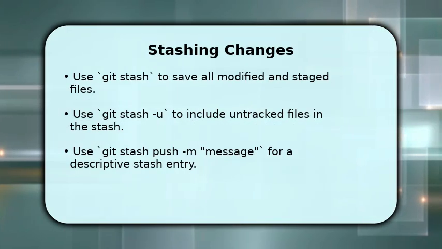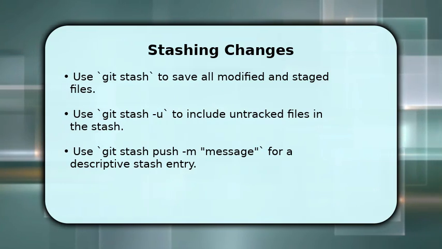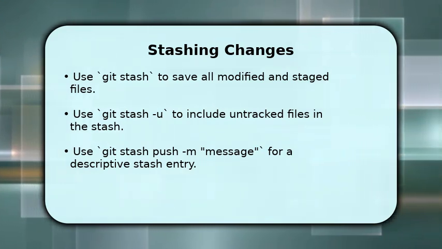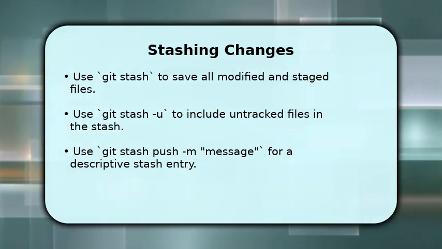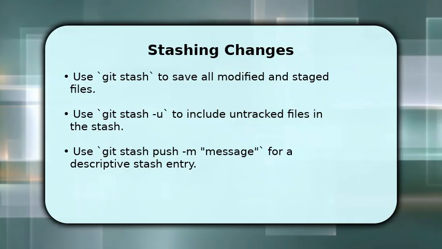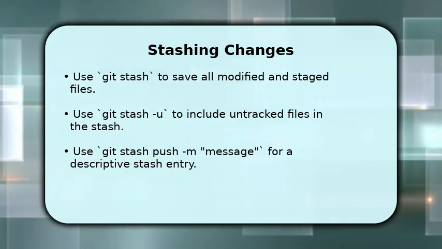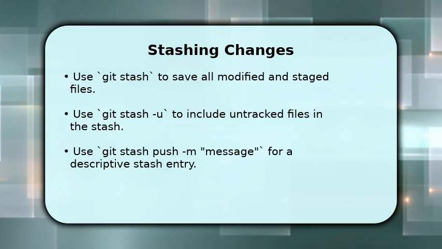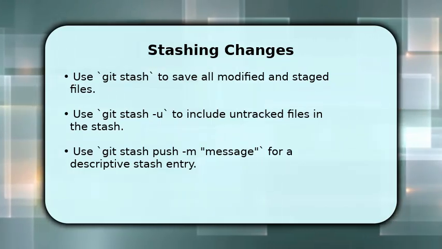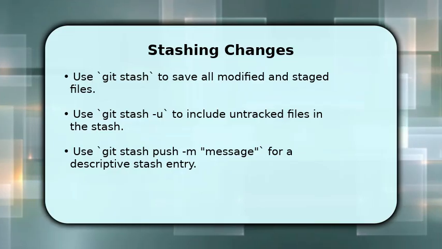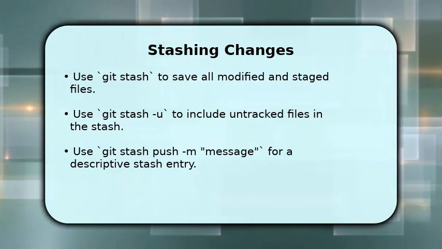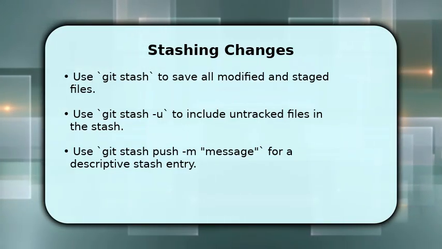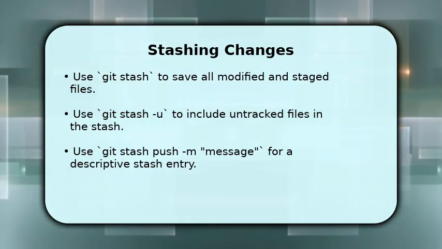To stash your changes, simply type git stash in your terminal. This command saves your modified and staged files, reverting your working directory to the head commit. If you also want to include untracked files, use git stash -u. For better organization, you can add a descriptive message to your stash using git stash push -m "your message here", making it easier to remember its purpose later.